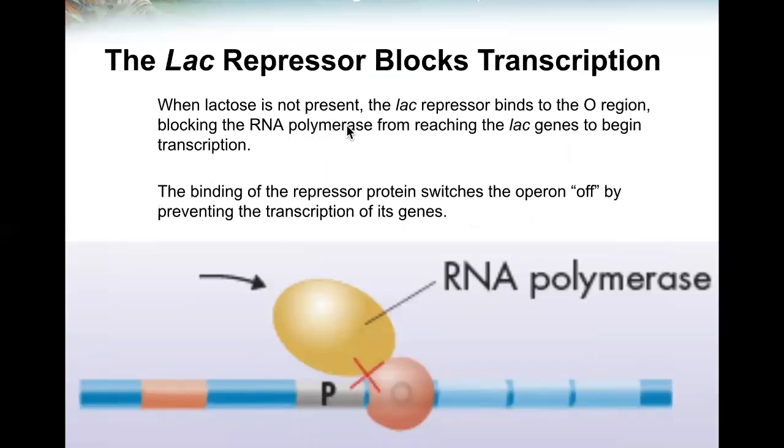When lactose is not present, the lac repressor binds the O region, blocking RNA polymerase from reaching the lac genes to begin transcription. The binding of the repressor protein switches the operon off by preventing the transcription of its genes.